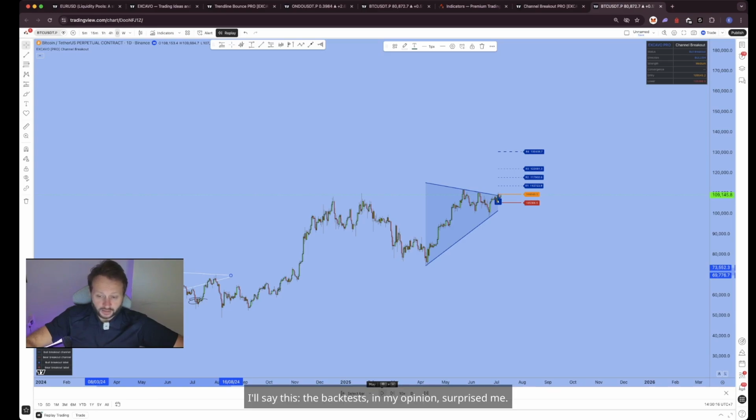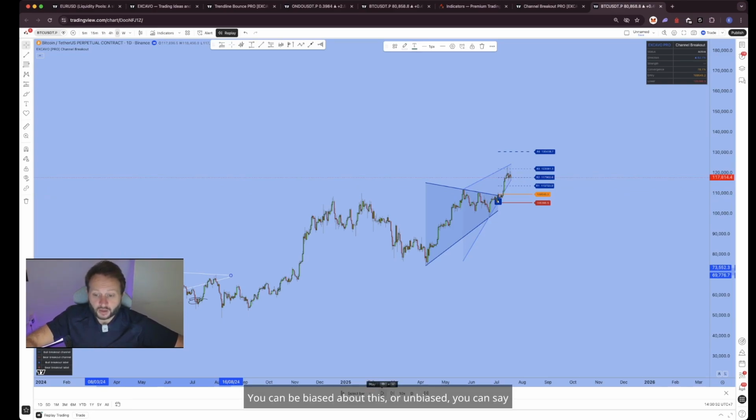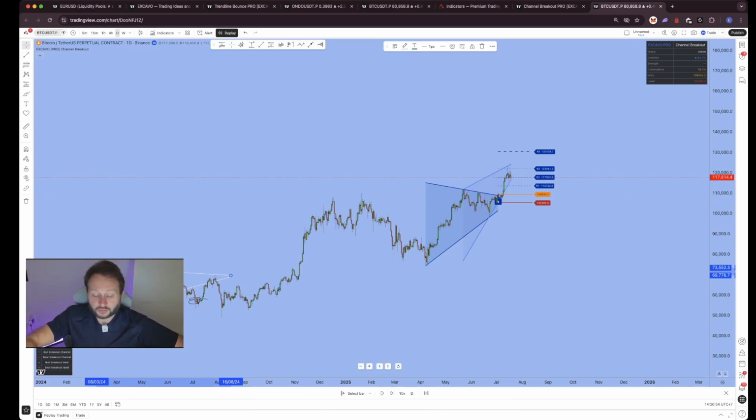I'll say this. The back tests, in my opinion, surprised me. That's why we decided to publish this indicator, because it works. That's all there is to it. You can be biased about this or unbiased. You can say that it's just drawing lines. I'm not the one drawing the lines. It draws the lines by itself.